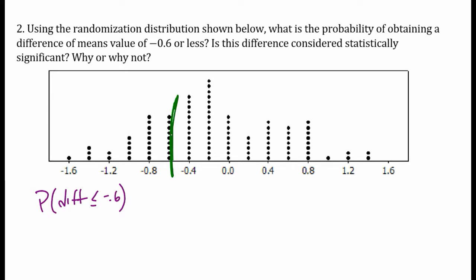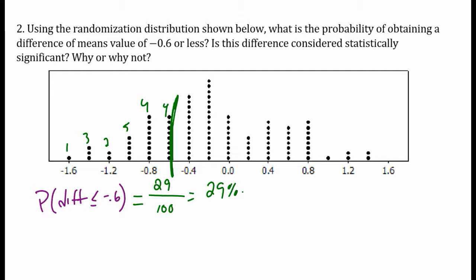So I need to figure out what is that probability. So there's 1, 2, 3, 4, 5, 6, 7, 8, 9. 1, that's also 9. 2, 3, 4, 5. 2, 3, 1. So the probability is 29 out of, if you were to go through and count all of these up, it's going to be 100. So there's a 29% chance of obtaining a difference in means, x bar of A minus x bar of B, a difference value that's less than or equal to negative 0.6. There's a 29% chance of getting negative 0.6 or more extreme, further away from 0.